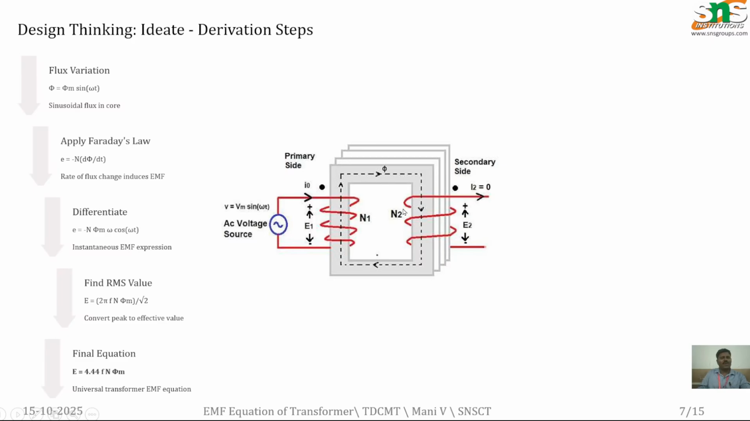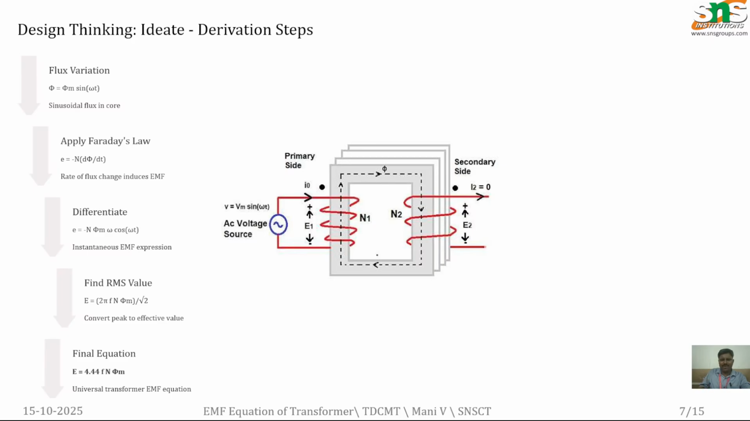Here we are giving the input as an AC supply. If we give the AC supply, the flux produced in the primary winding is also in the form of an AC supply. The flux produced in the primary winding has a maximum level, that is nothing but phi m. Here we consider the rate of change of flux.